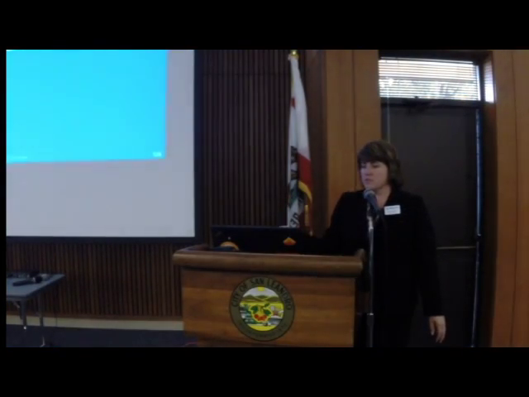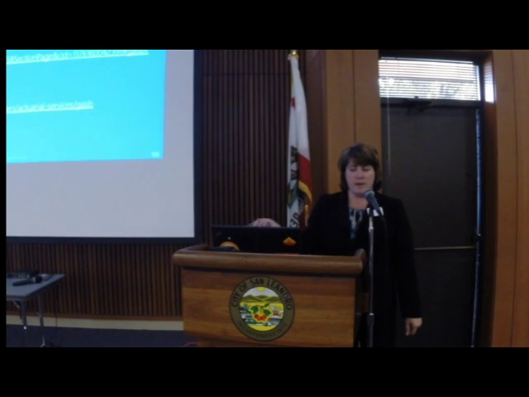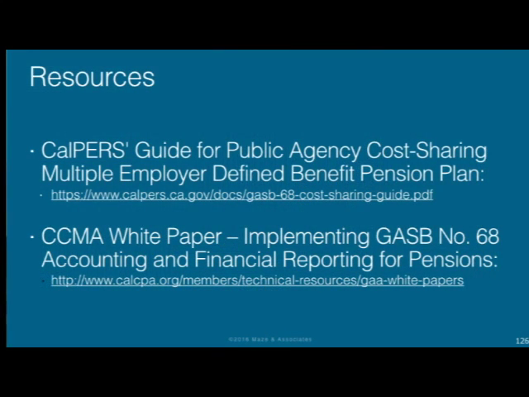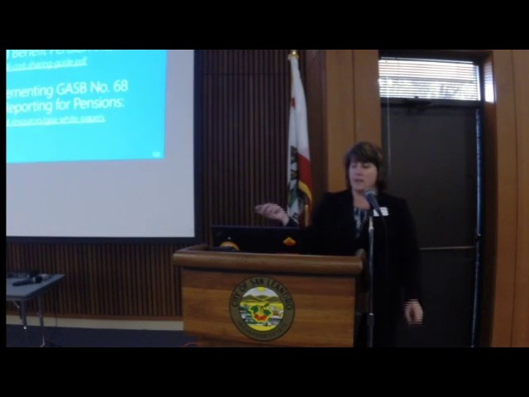And then some resources for you. Good resources, of course, GASB's 68 and 71 on the GASB website. Then CalPERS has a GASB 68 page. This is the link here. Hopefully most of you are familiar with it because that's where you're going to pull down your reports, like even if you have your agent plan report, you have to pull the footnotes down from the CalPERS website. That's where all the cost sharing reports are located, and that CalPERS guide. I put another link specific to the guide here.